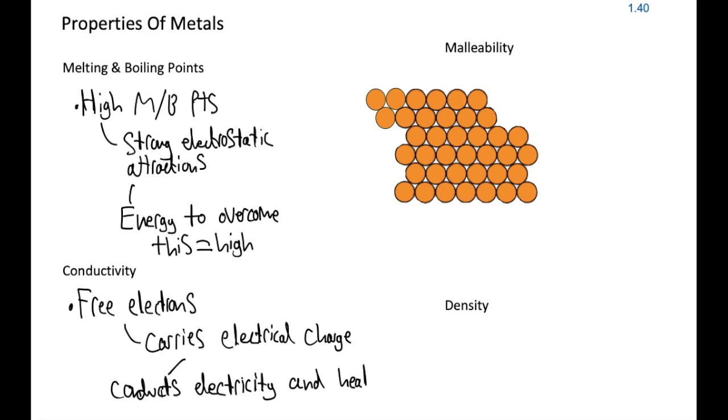A couple more properties that we haven't looked at before. We'll start with malleability. And malleability is basically the ability of a material to have its shape deformed and to be made into a new shape without the material breaking. And pure metals are quite malleable. This is down to their structure of having a regular arrangement of atoms.